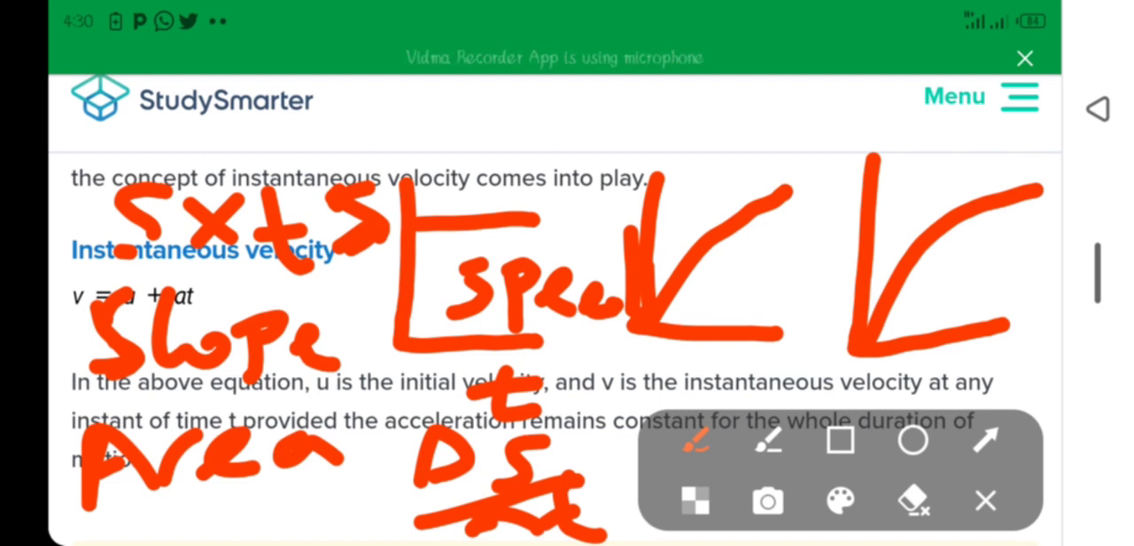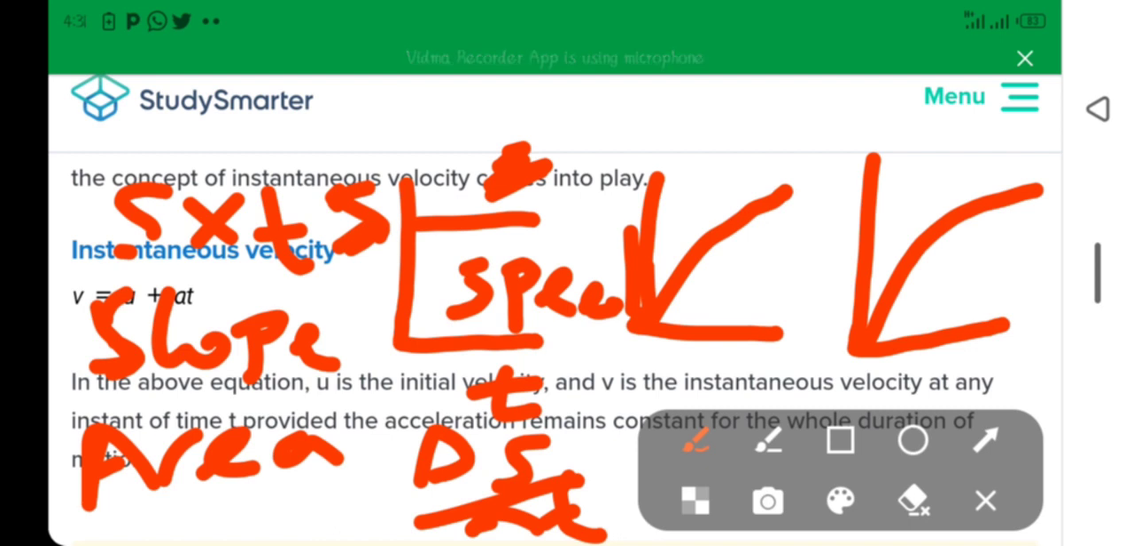For this first graph, you see that the distance remains the same. Let's say on that line there was 5 meters. The 5 meters remains the same. That means the body remained at the point 5 meters throughout the journey. So the body did not move, right?